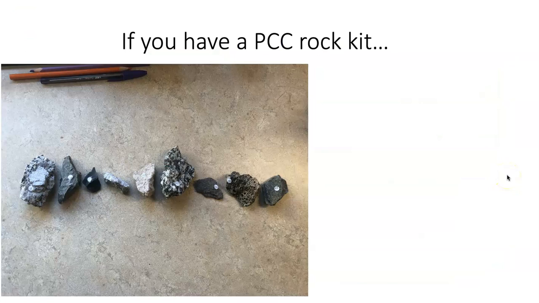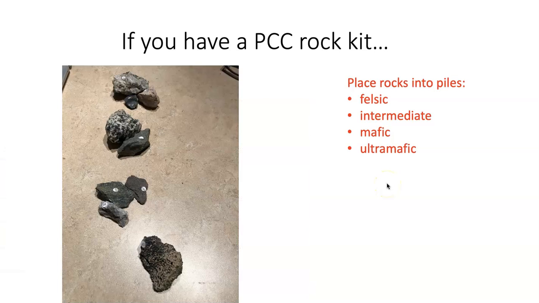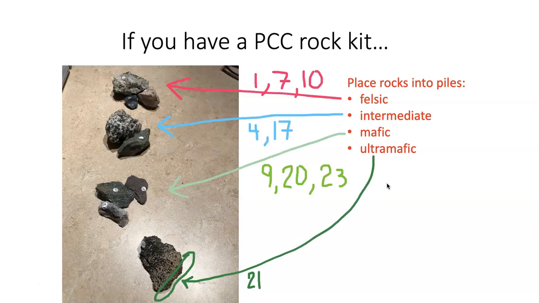So again, if you have the rocks from the PCC kit, try to divide them into felsic, which is light colored, intermediate, which is intermediate color, gray or salt and pepper, mafic, which is dark, and ultramafic, which is very dark or even contains a lot of green olivine. Olivine is a very ultramafic mineral. And here are my piles. Felsic, intermediate, mafic, and then that one, number 21 with the green stuff is ultramafic.